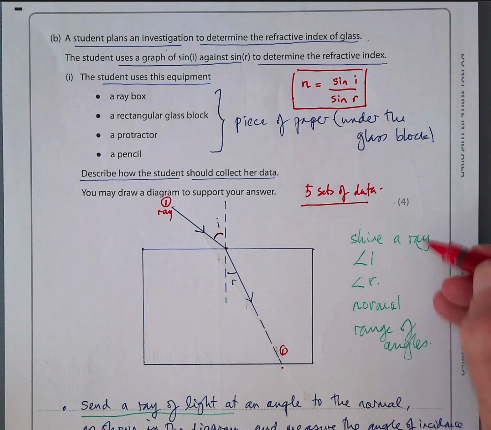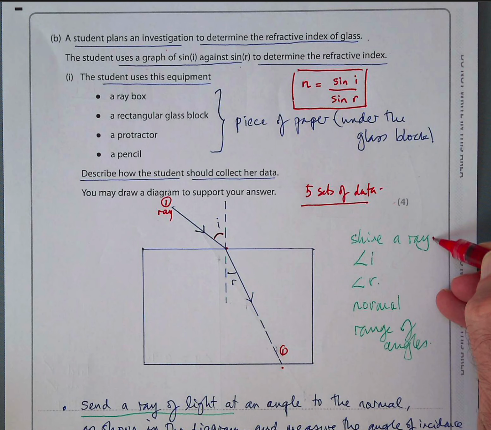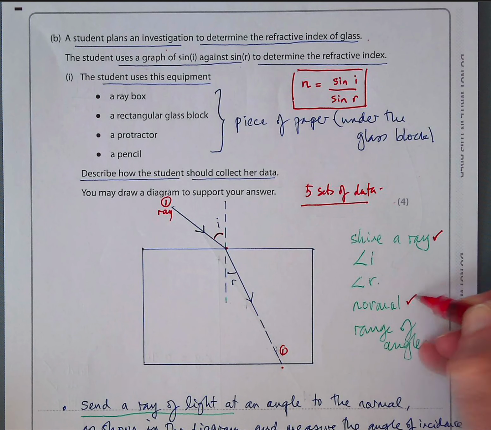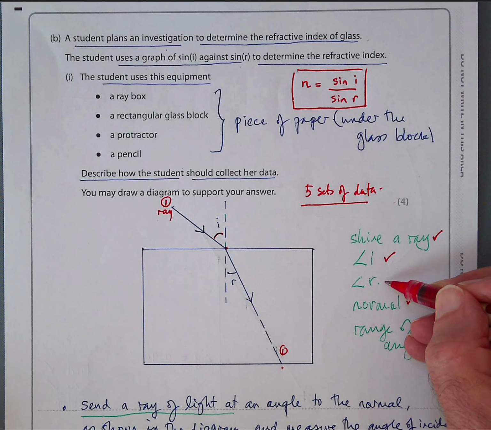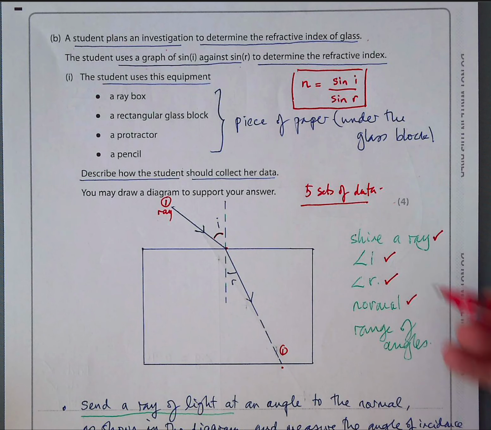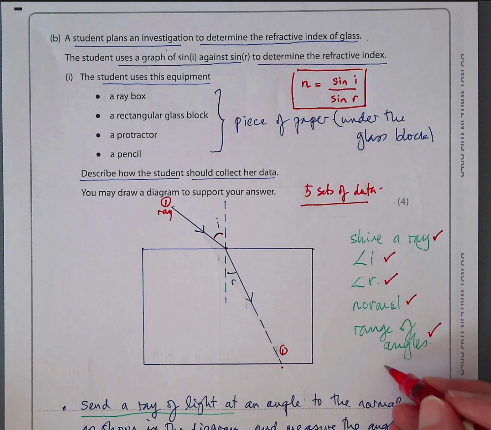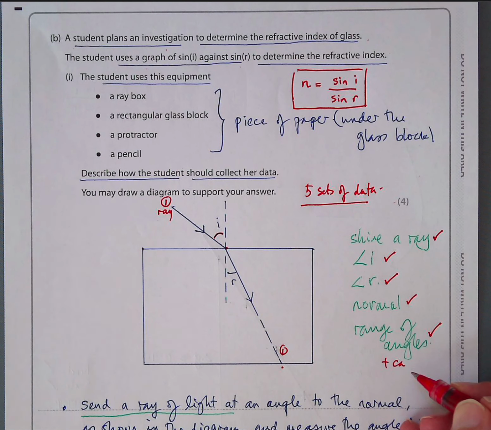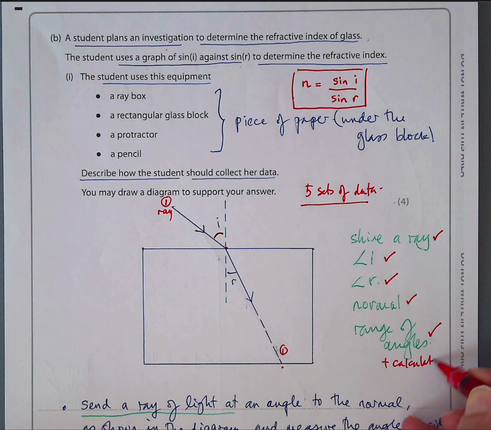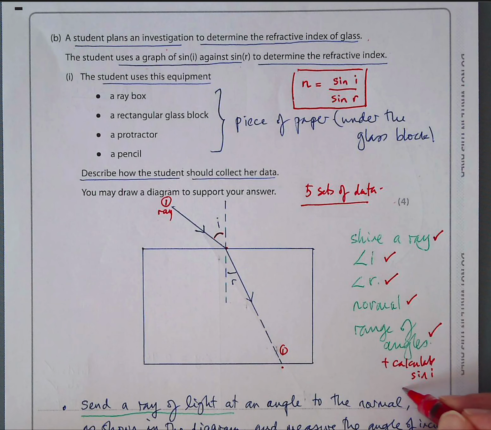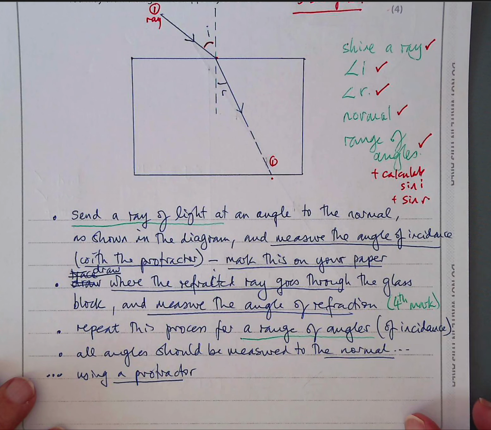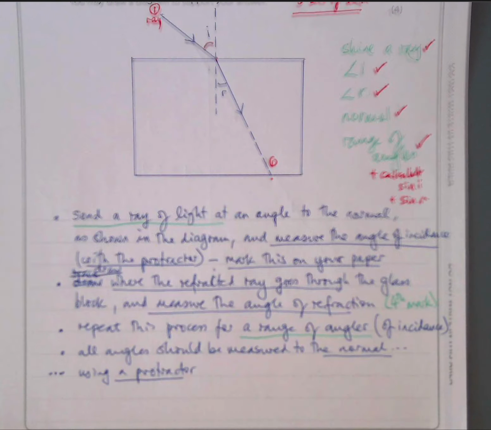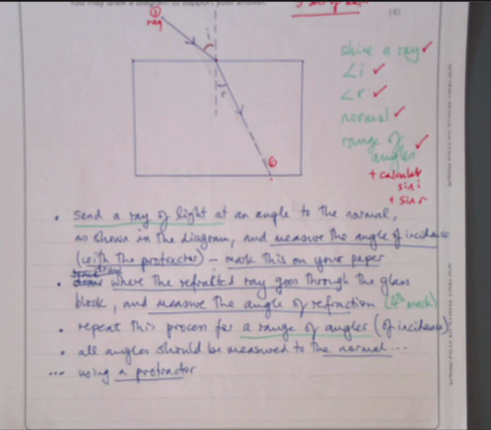Okay, so shine a ray. If you said you have to shine a ray ideally at the normal, 1 mark. Measure the angle of incidence, 1 mark. Measure the angle of refraction corresponding to it, 1 mark. Do it for a range of angles and calculate sine i and sine r. That allows you to then plot a graph. Now I've written it in longhand to allow you to stop the video if you want to copy this answer out, which kind of goes through the answers.